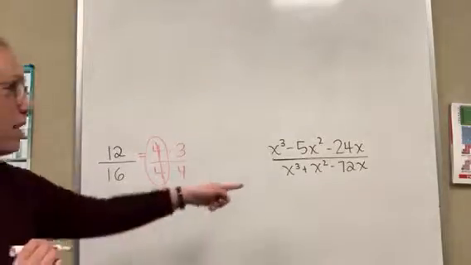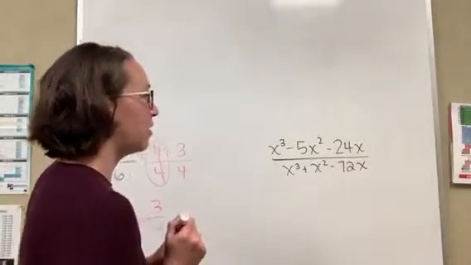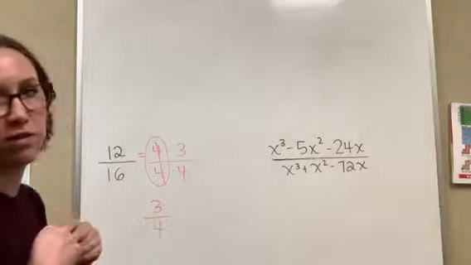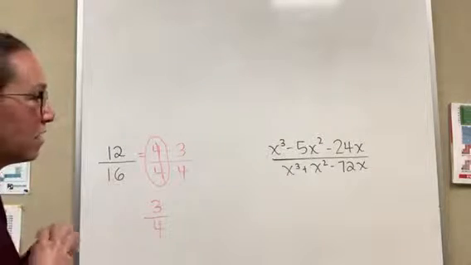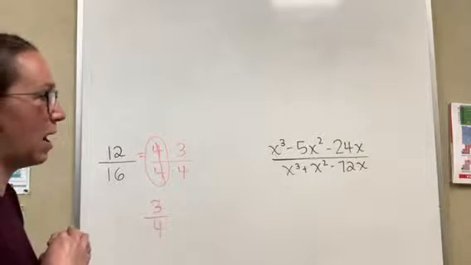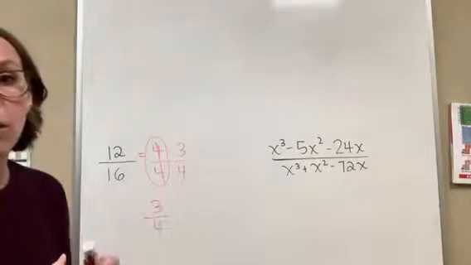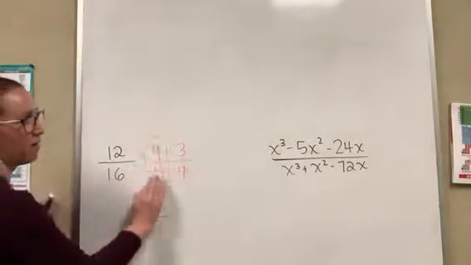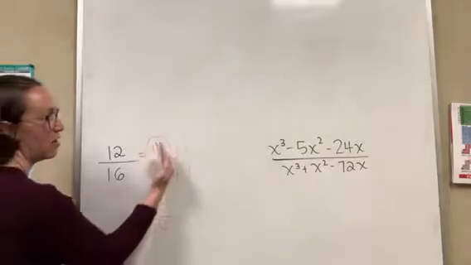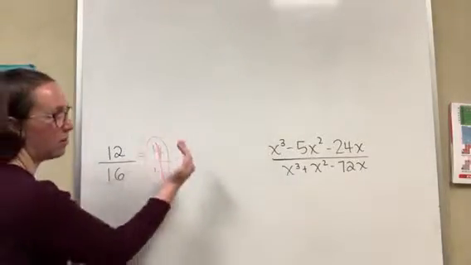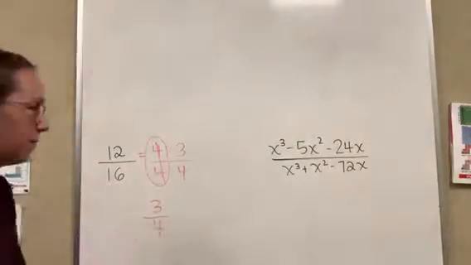Now let's apply that idea with this one over here. x to the third minus 5x squared minus 24x divided by x to the third plus x squared minus 72x. So what we're looking for is what are the common factors, because are there any that duplicate in the numerator and the denominator that will divide out to 1?